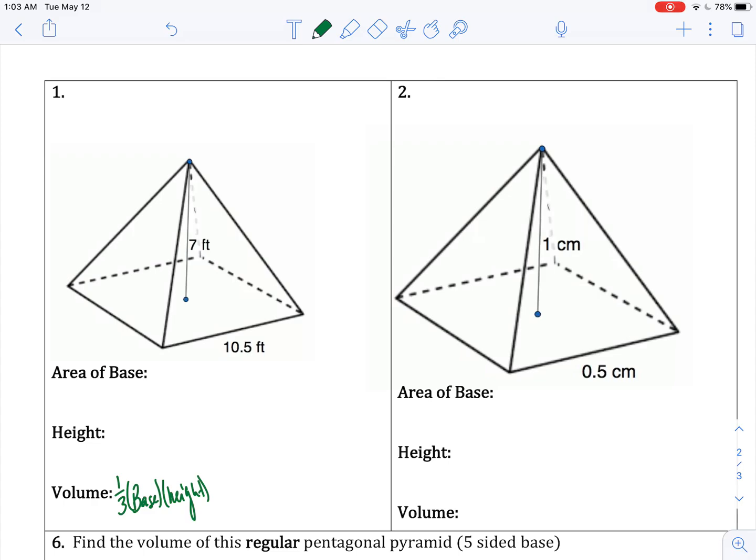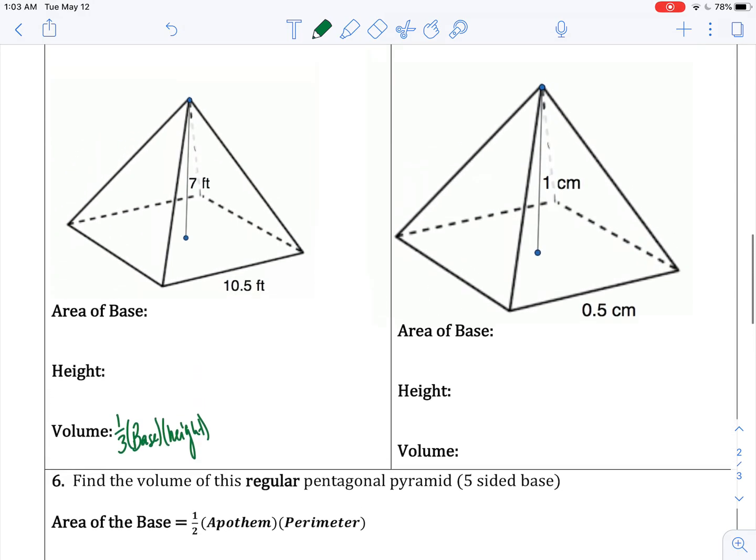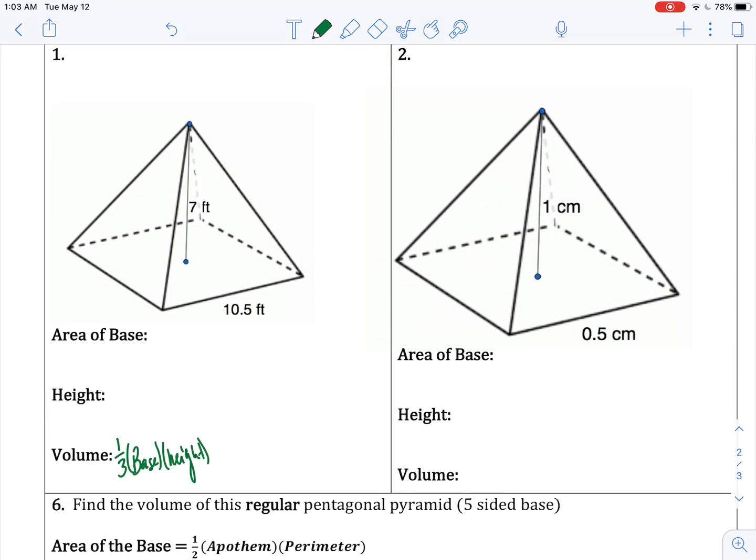All right, now let's check it out. What's the area of the base? Well, if these are square pyramids, which they are for these first two, then each of these four sides is going to be the same. So the area of the base is going to be 10.5 times 10.5, or 10.5 squared. So let me get my calculator. That's going to be 110.25 square feet. And the height we know is 7.